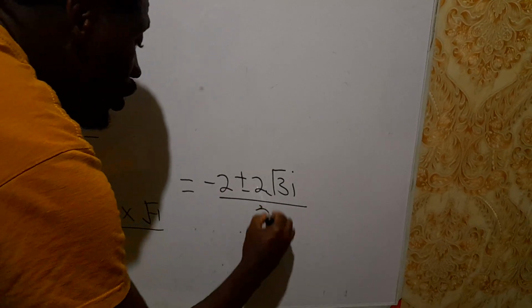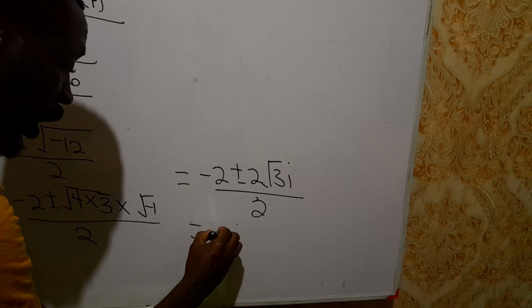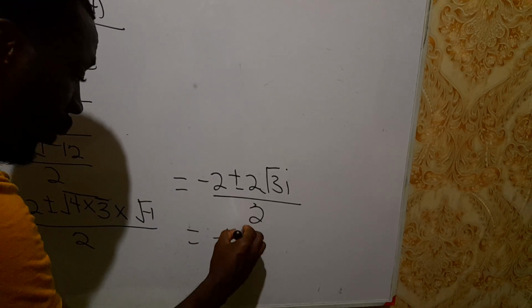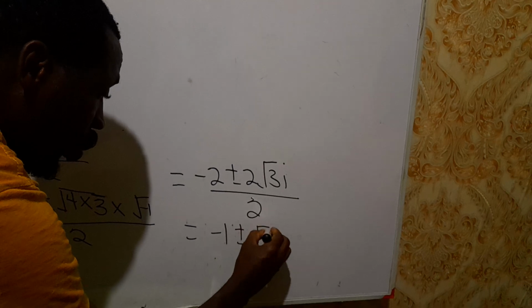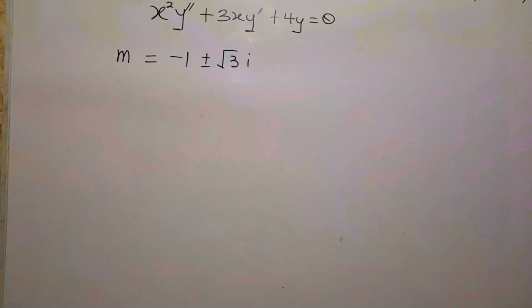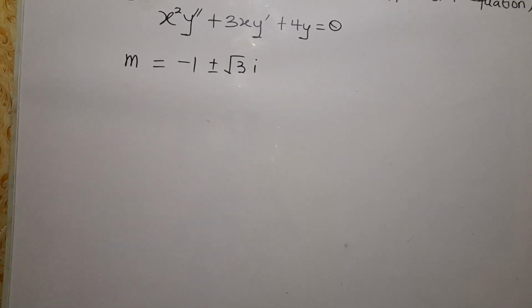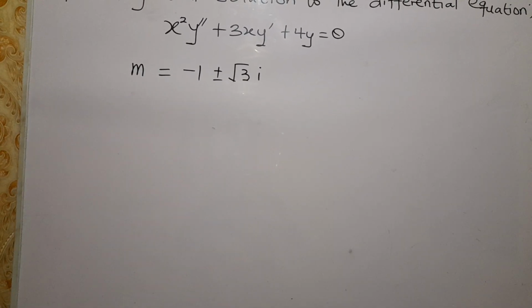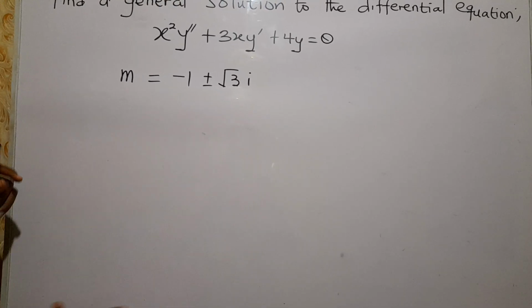All over 2. So negative 2 divided by 2 will be negative 1. Then plus or minus, this 2 divided by 2 will be 1. So we'll just have root 3 i. So you have realized that m is equal to negative 1 plus or minus the square root of 3 i. And so this is a complex root system.